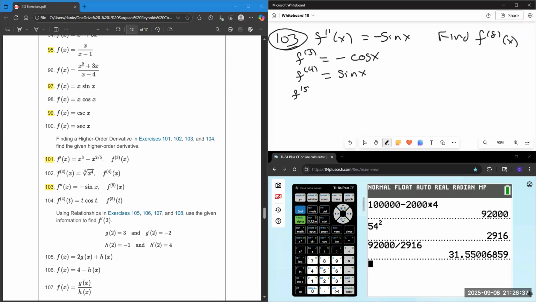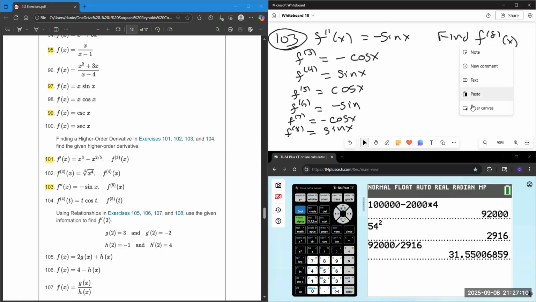Fifth derivative, derivative of sine is cosine. Sixth derivative, derivative of cosine is negative sine. We're back at the top again. Seventh derivative is going to be the derivative of negative sine, which is negative cosine. And eighth derivative is the derivative of negative cosine, which is sine. Let's look now at number 117.